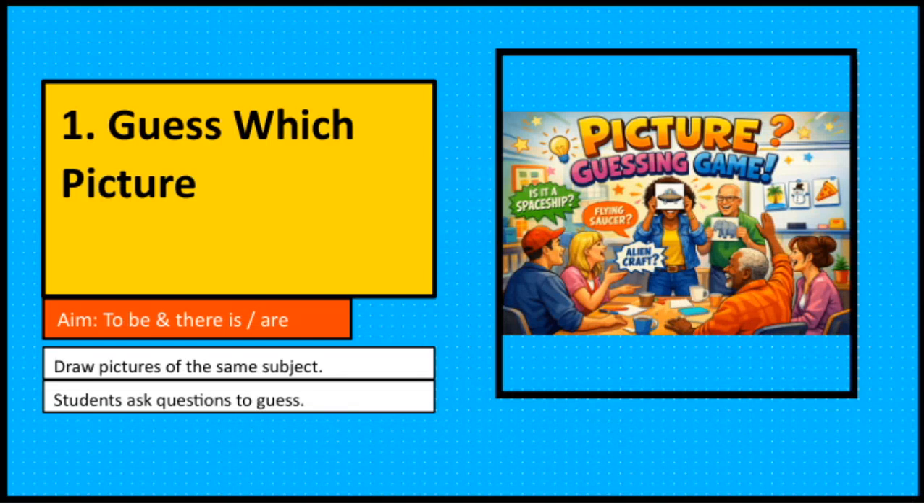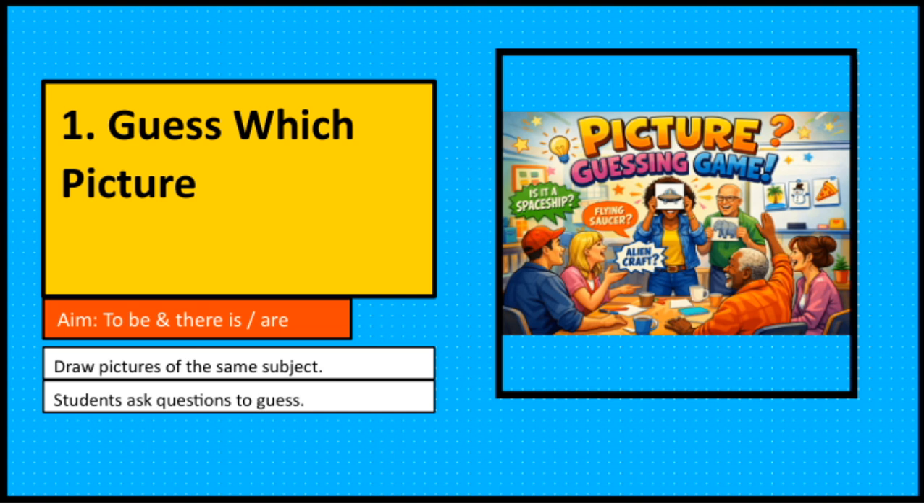Now, let's look at how students can actively participate by asking questions to make guesses. This is a fun way to practice vocabulary and comprehension. Next, we'll have students draw pictures of the same subject. This helps reinforce what they've learned by engaging their creativity. The main aim here is to practice using there is and there are. When we say there is, we're talking about one thing, like there is a cat. And there are is used when talking about multiple things, like there are 3 books.